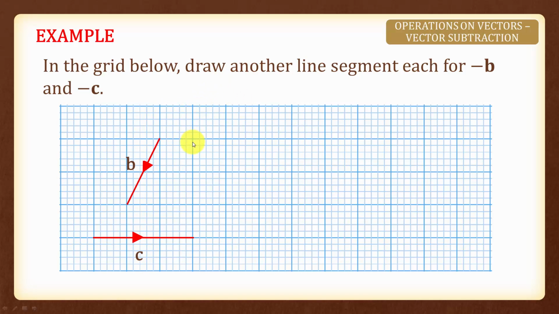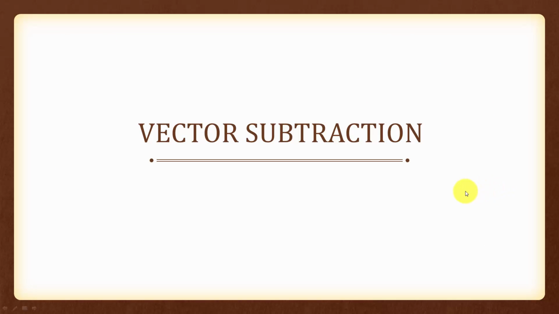In the grid below, we are asked to draw another line segment for negative B and negative C. Hence, we have to draw a line segment that is of the same magnitude but is in the opposite direction. Once again, the position of a vector is not important. Therefore, you can draw it anywhere in this grid space as long as the direction is opposite of B and it has the same magnitude. Likewise, for negative C, it will be in the opposite direction and it will have the same magnitude as vector C.